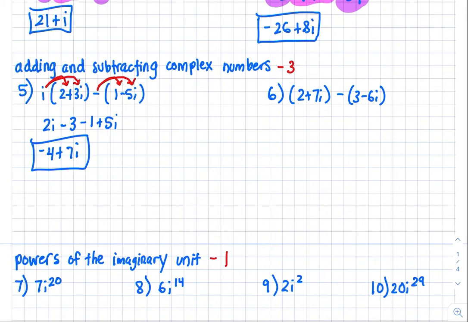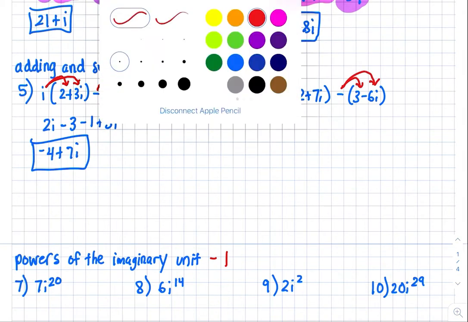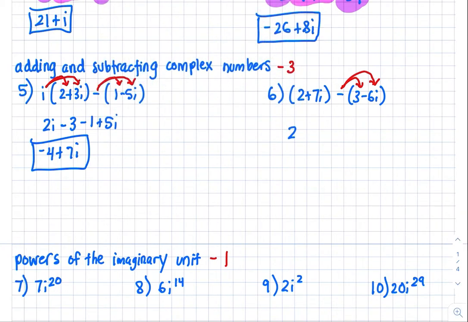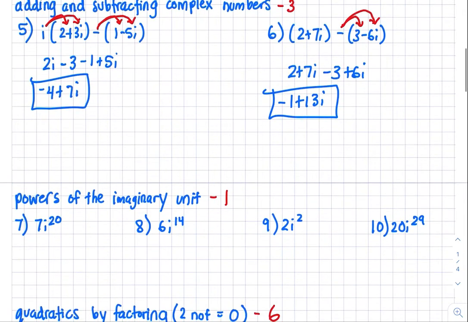Okay. Next one. The only thing we have to distribute here is this negative sign to both of these. So we're going to get 2 plus 7i. Just drop it down. Negative times 3, negative 3. Negative times negative 6i, 6i. Collect like terms. 2 minus 3 is negative 1. 7i plus 6i, 13i. 3 problems of adding and subtracting.